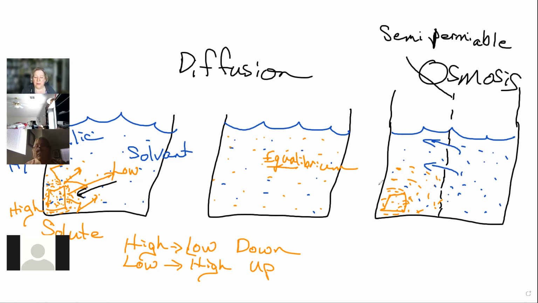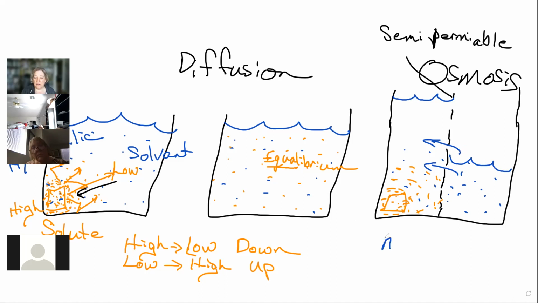Now what we find when we run an experiment like this is the water level will go up on the side with the sugar, and it will go down on the side without the sugar. So the water moves toward the area of higher concentration of solute. We call that osmosis.